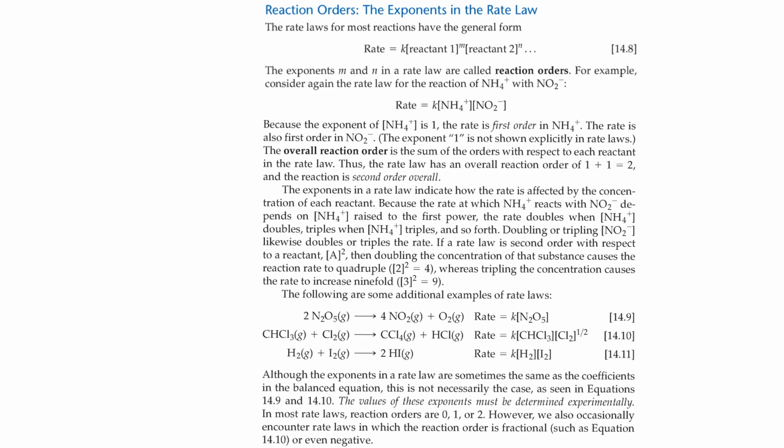Although the exponents in a rate law are sometimes the same as the coefficients in the balanced equation, this is not necessarily the case, as seen in equations 14.9 and 14.10. The values of these exponents must be determined experimentally. In most rate laws, reaction orders are 0, 1, or 2. However, we can occasionally encounter rate laws in which the reaction order is fractional, such as in equation 14.10, or even negative.